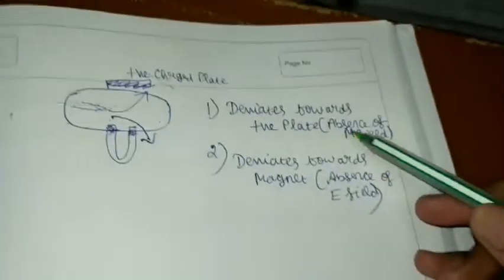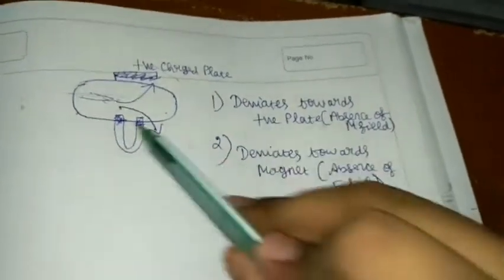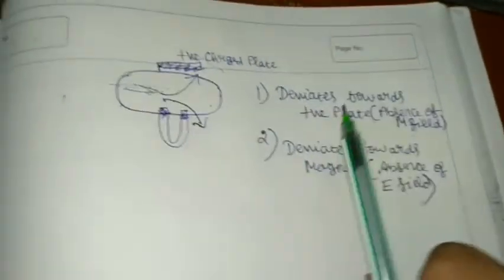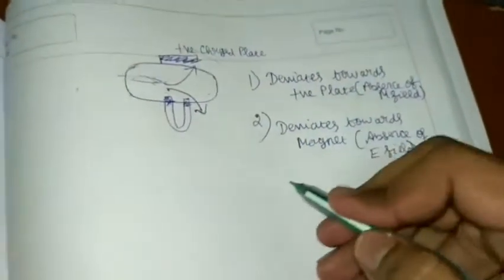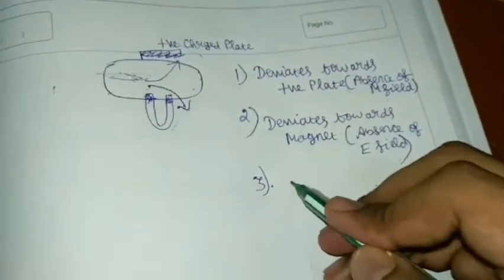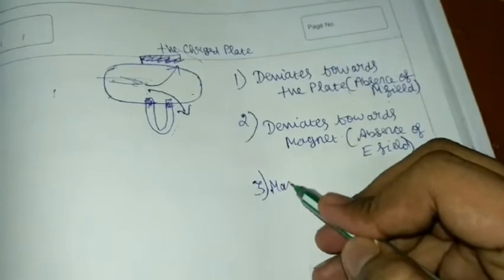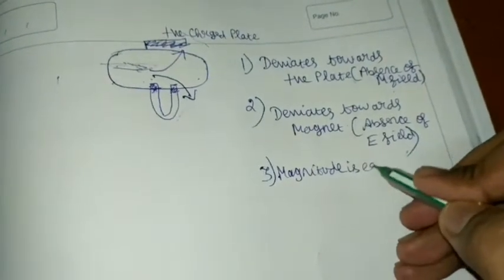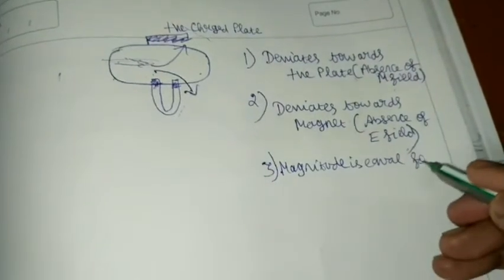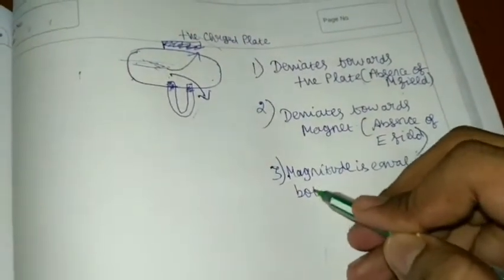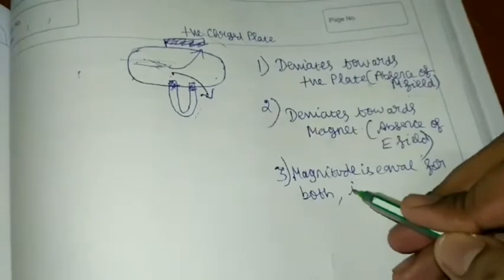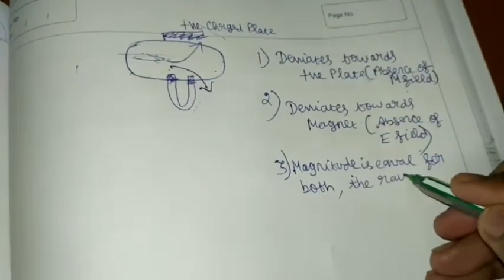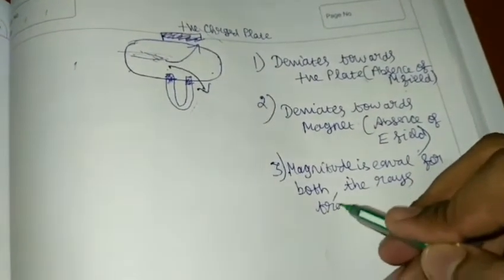So this is basically what they saw. In the absence of a magnetic field, it deviated towards here. In the absence of an electric field, it deviated towards here. So do you get the idea? When the magnitudes are equal for both, the rays travel straight, right?